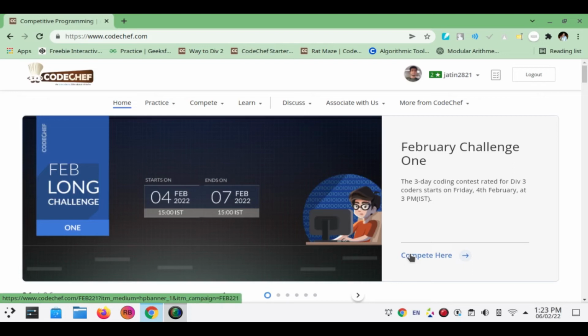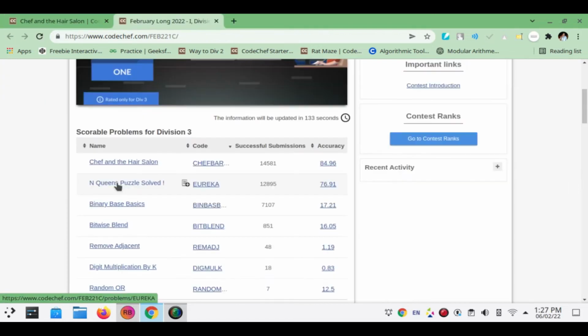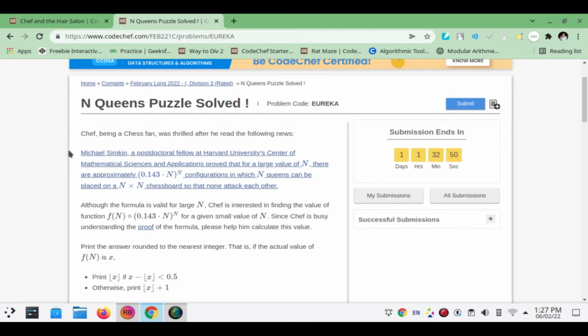Today we will be solving the Fablong challenge. It's a live contest going on. Now the second question is the N Queens puzzle solved. We will see what it is asking.